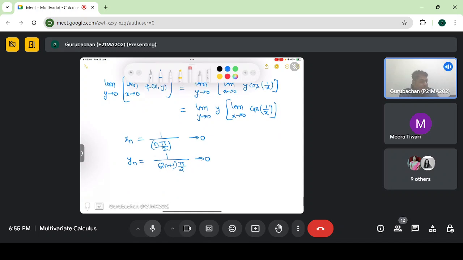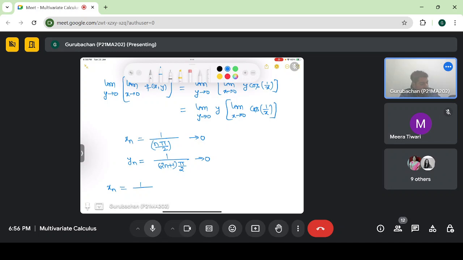Now, can I say that since, sir, take x as 1 by n pi. Okay, we will see what we have to take. First of all, I am proceeding. Sir, the limit of cos n pi does not exist, since 1, minus 1, 1, minus 1 terms will come. Okay, I understand. But we can also proceed with this.